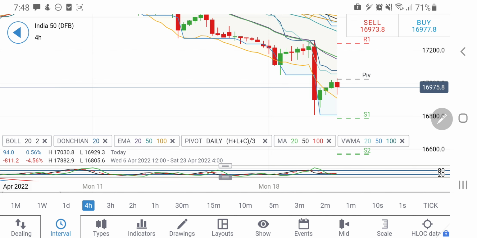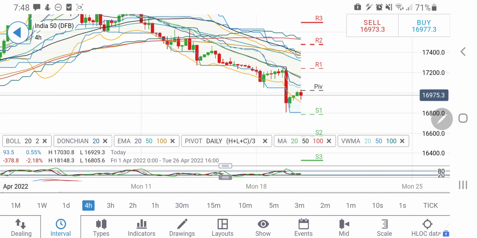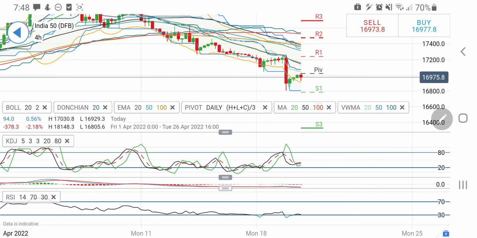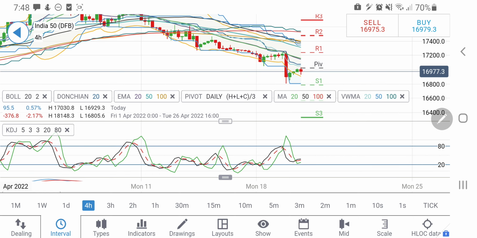Probably at max, even if it tries to rise, it can achieve the channel high here at around 17,100 levels. So a probable retracement towards 17,100 can be expected. Below that, one can expect it to drop towards 16,800, which is a very strong support level. 16,800 is a very strong support level. Watch out for these levels.